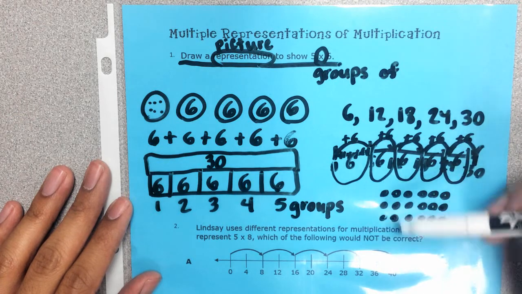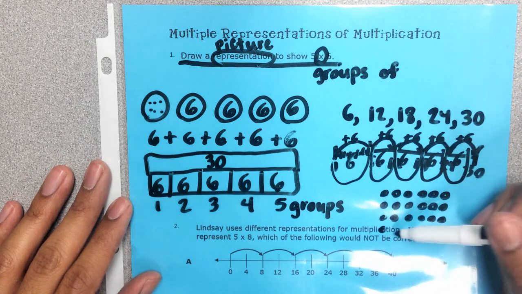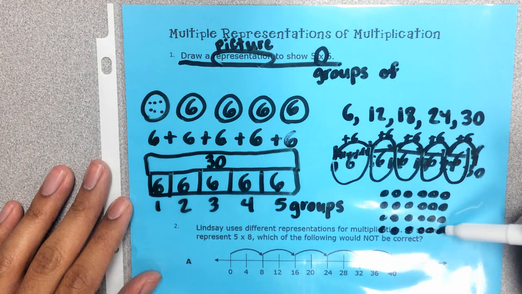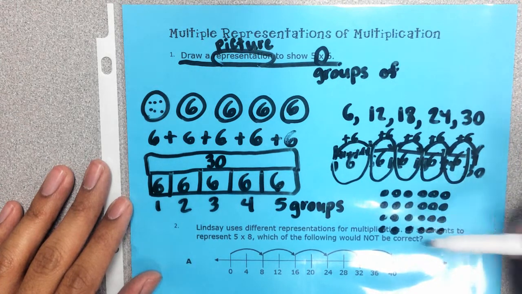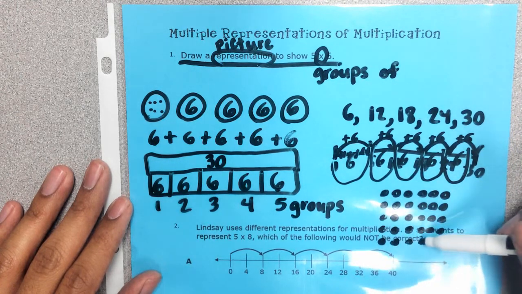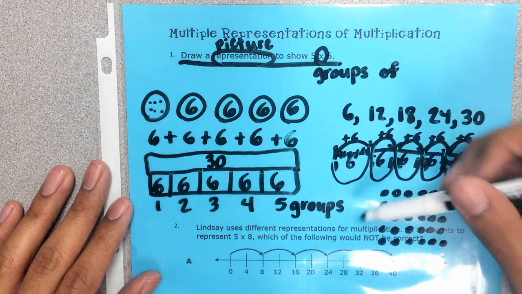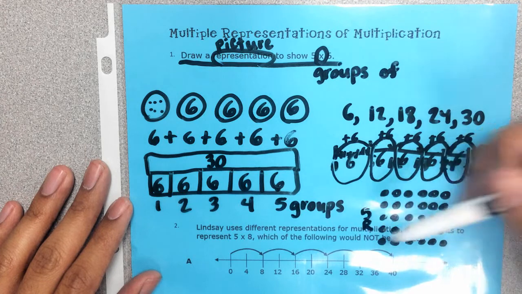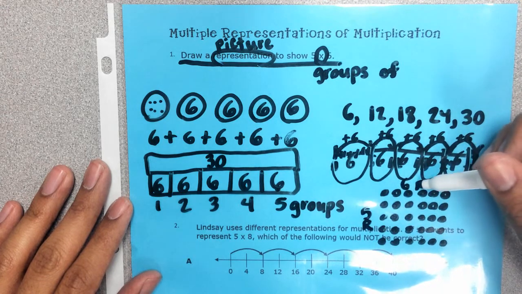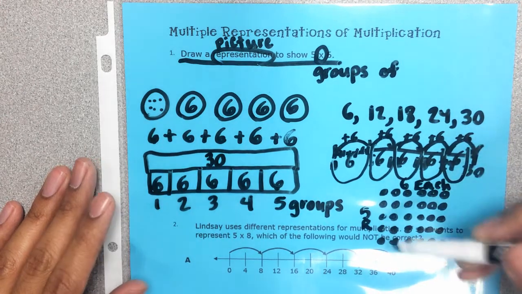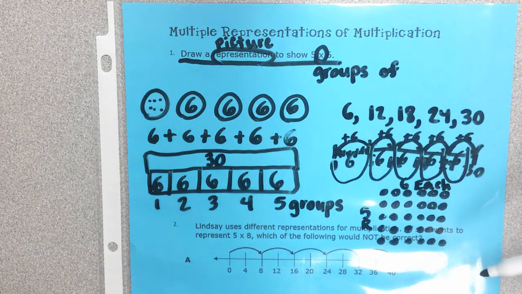And I'm going to go like on top of this next problem. That's okay. That's 1, 2, 3, 4 rows with 6 in each, and 5 rows with 6 in each. So that's 5 rows with 6 in each row. That also shows 5 groups of 6. And that will kind of look like the area model.